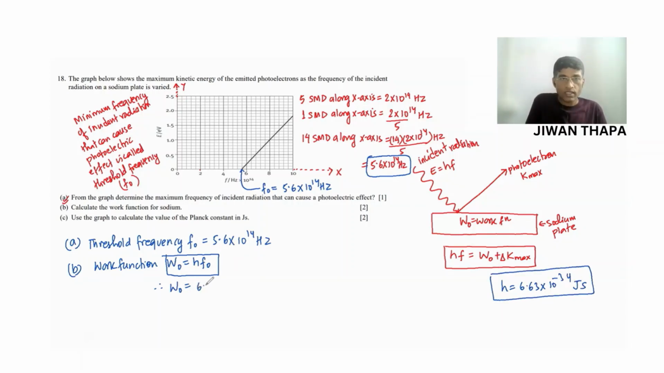So 6.63 into 10 to the power minus 34, okay, joules second times F naught, and F naught is 5.6 into 10 to the power 14 Hz, and we can simply write Hz in this way, 1 by second, okay. So we have this. Now this second and second cancel out. So work function is the energy required, okay, to liberate the electron from the metal surface, okay. So let us find this, okay.